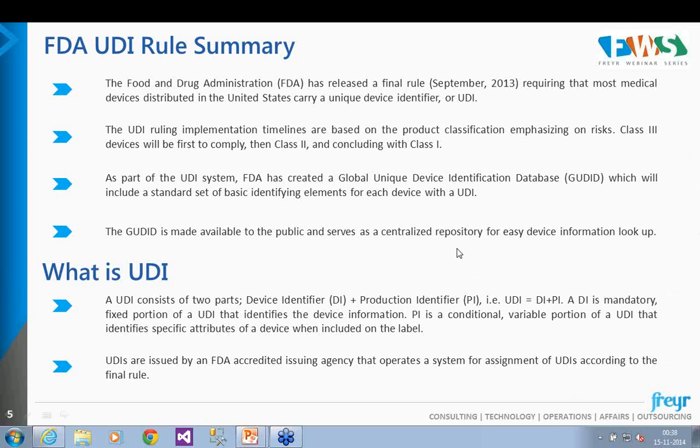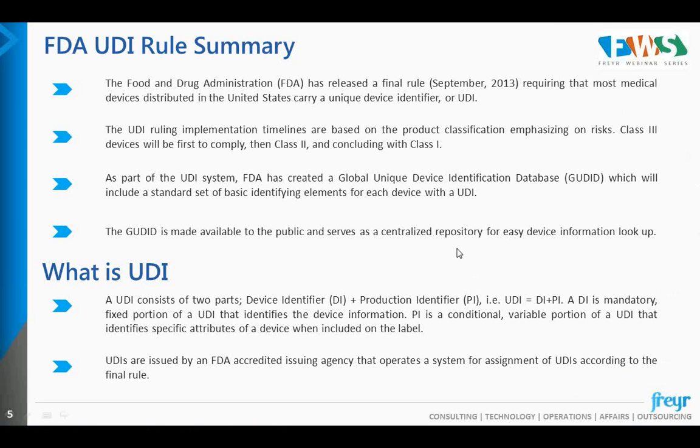So, where do you start as a device manufacturer? You have to register. There are three issuing agencies, which we'll talk about shortly, that have been accredited by the FDA to issue UDI company prefixes, so that device manufacturers can be compliant and start their roadmap with the UDI system. Next slide, please.